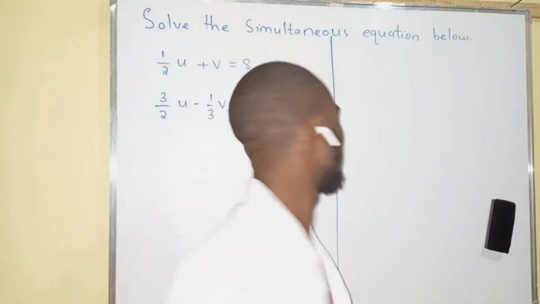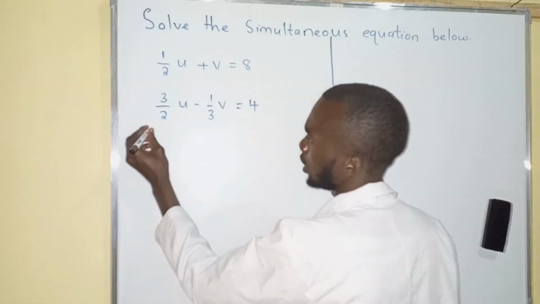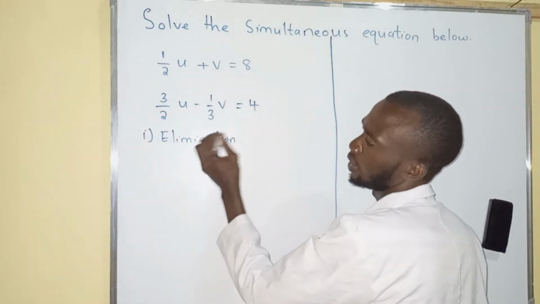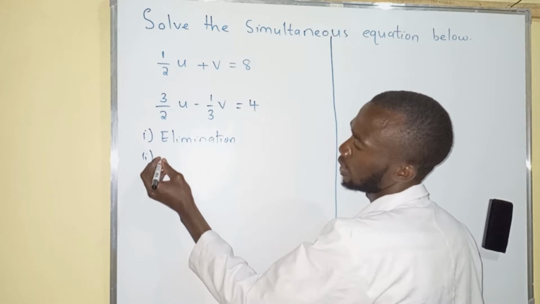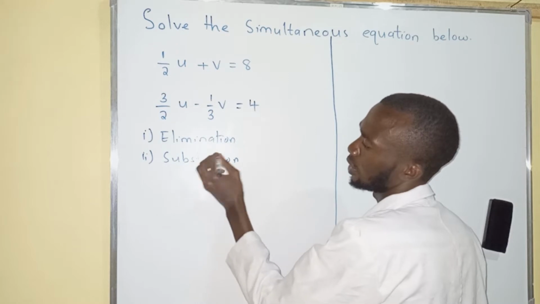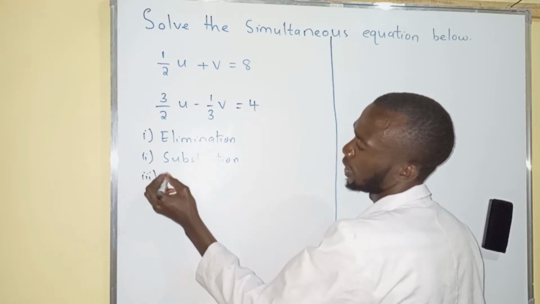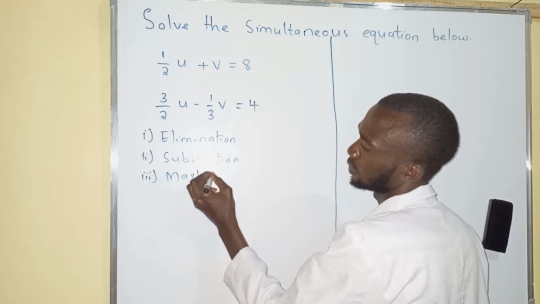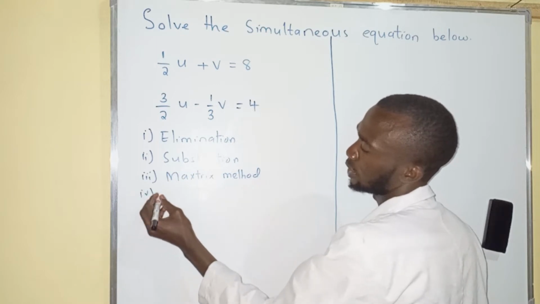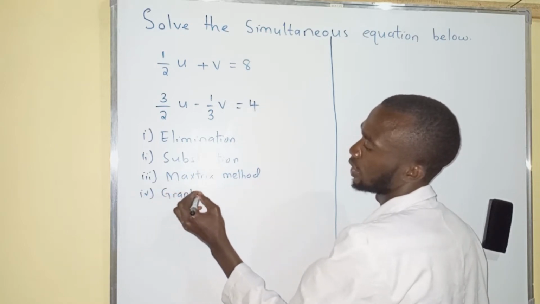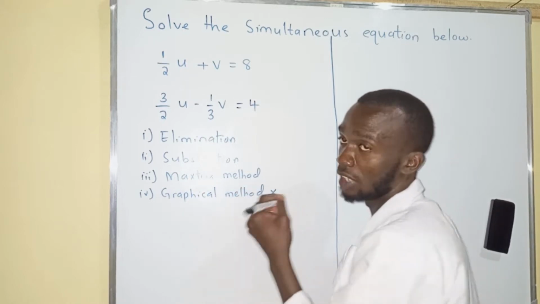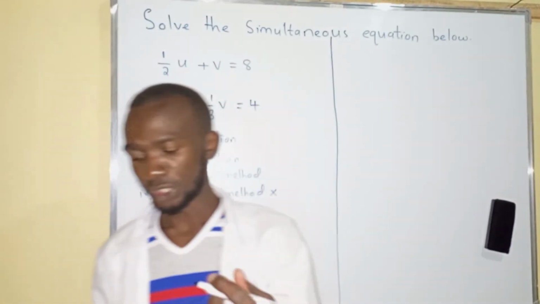The first way is called the elimination. Number two is called the substitution. The third one is called the matrix method. Then number four is called the graphical method. Now I'm not going to use the graphical method. I'm just going to use the three ways.